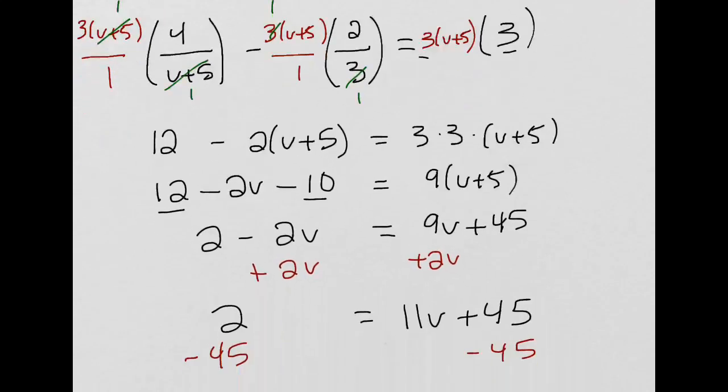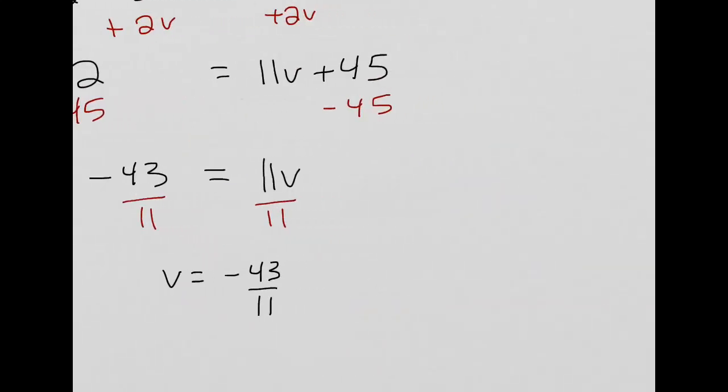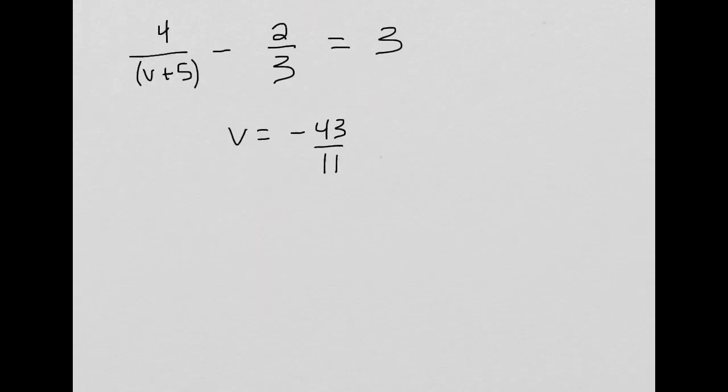So if we take our solution, which was negative 43 over 11, and plug it in, all I've done is I've taken our original equation and just rewritten it with our candidate solution below. So what I want to do is take that negative 43 over 11 and plug it in for v, and let's just see if we end up with a 0 on the bottom. So 4 over negative 43 over 11 plus 5 minus 2/3 equals 3.